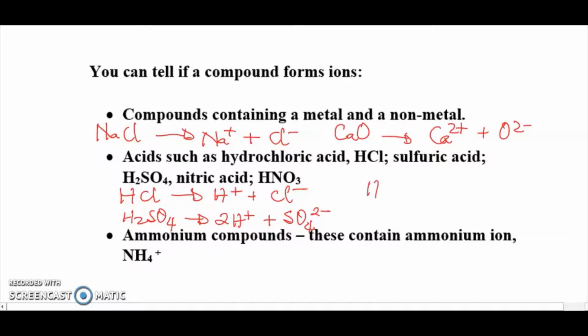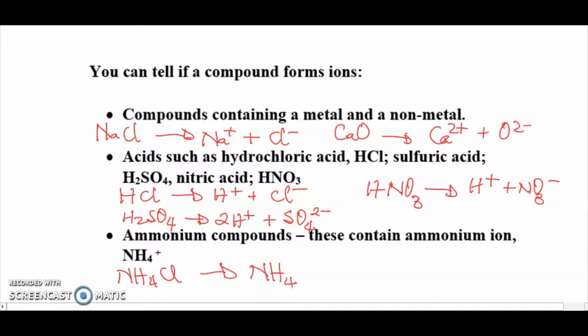Similarly, for nitric acid, we would have H+ and NO3-. And lastly, ammonium compounds. These contain ammonium ions. If I take, for example, ammonium chloride, it's going to form the ions NH4+ and the chloride ions. So these are some rules to guide us to know when a compound is going to form ions.